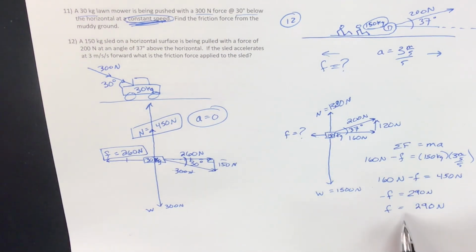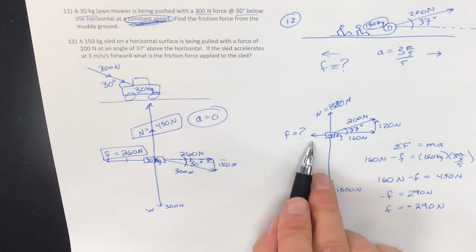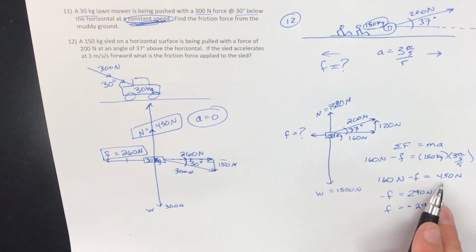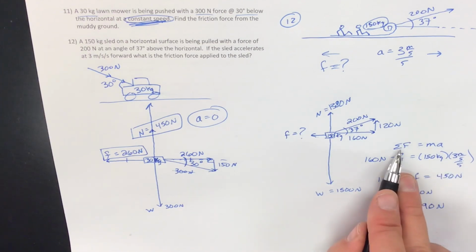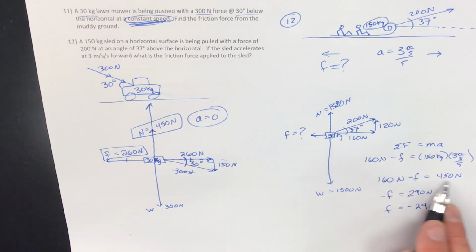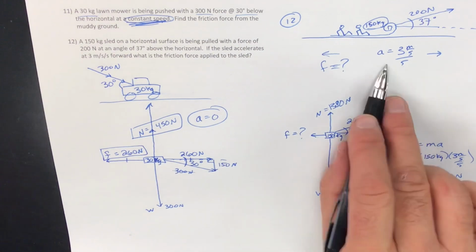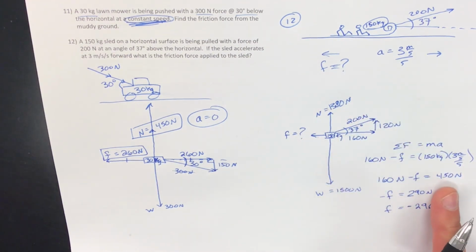So you caught my mistake too? Oh, wait, the friction force is negative 290, which means that, wait a minute, look at this number. That's the net force, right? That 450? Mass times acceleration is the net force. So I need 450 newtons to cause the given acceleration of 3 meters per second every second.